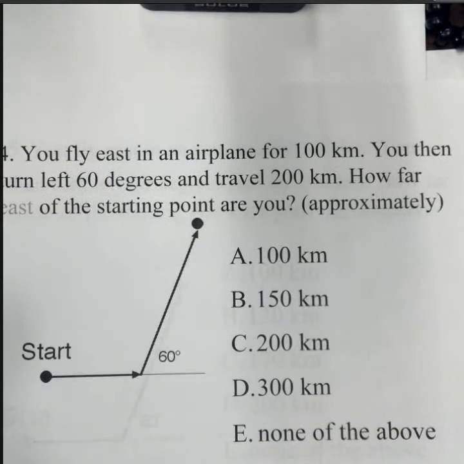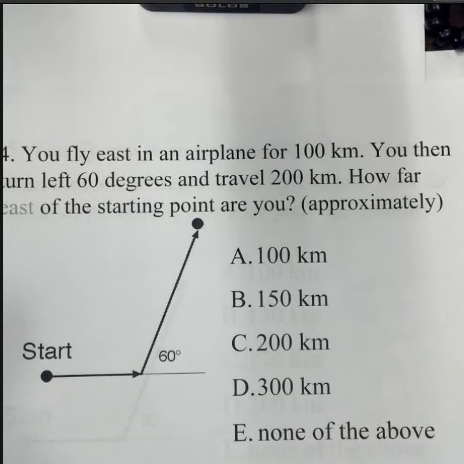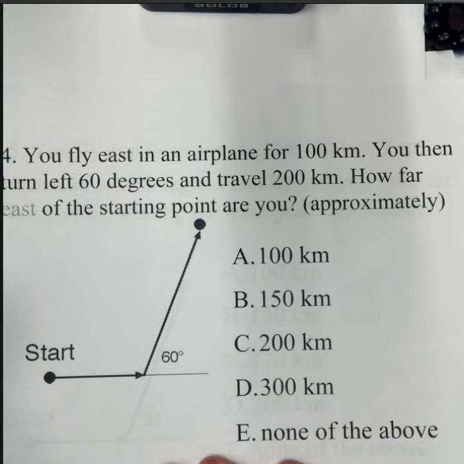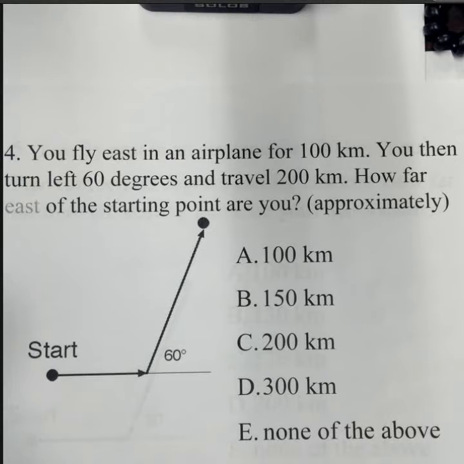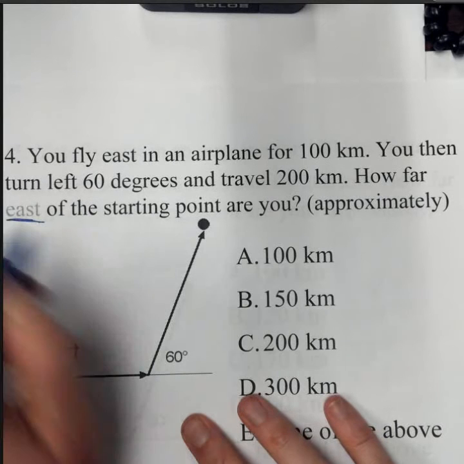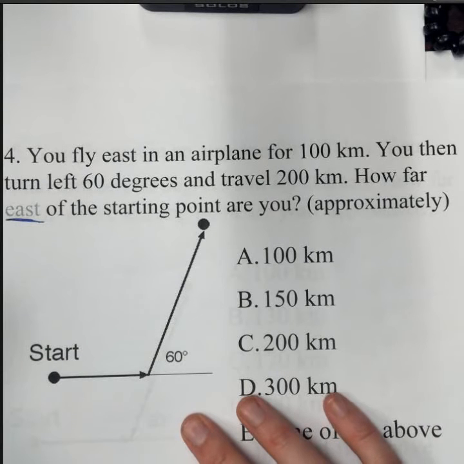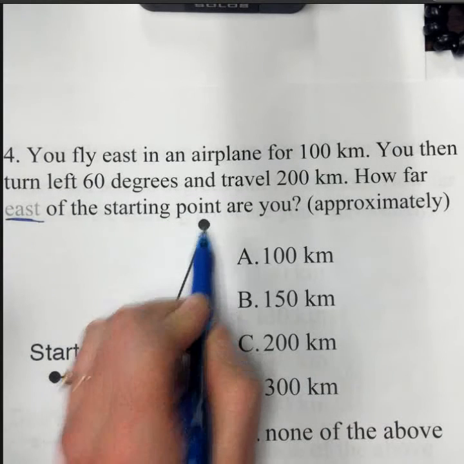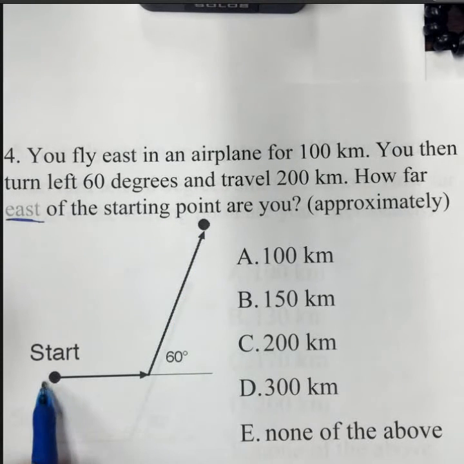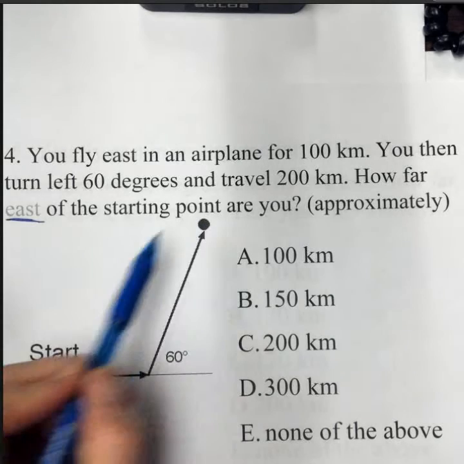Alright, and then taking a look at number 4, you fly east in an airplane for 100 kilometers. You then turn left 60 degrees and travel 200 kilometers. How far east of the starting point are you approximately? Paying careful attention, we want to know how far east of the starting point. If this is the starting point and this is the ending point, then we know that we have traveled not just east, but we've also traveled north.